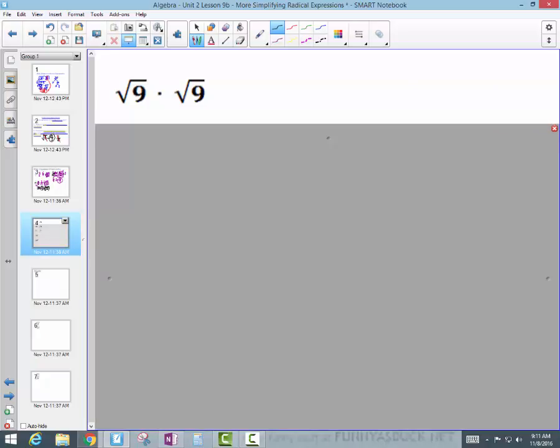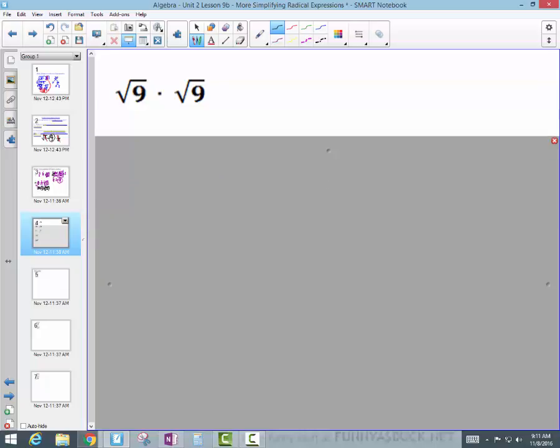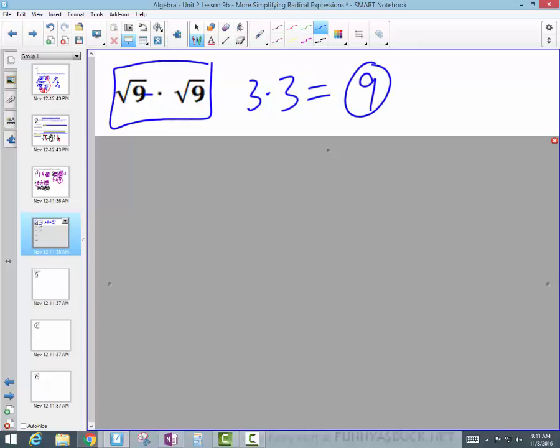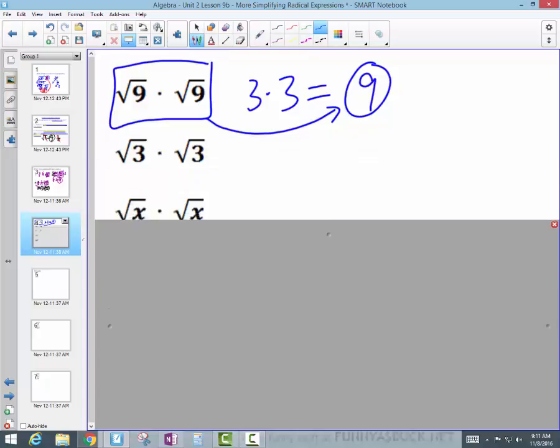So notice it says the square root of 9 times the square root of 9. Well, what's going on with the square root of 9 times the square root of 9? Well, let's think about that. What's the square root of 9? Well, the square root of 9 is 3. So if I have the square root of 9 times the square root of 9, I really have 3 times 3. And notice 3 times 3 gives me 9. And so the square root of 9 times the square root of 9, what basically ends up happening is those square roots cancel out. I have the square root of 9 times the square root of 9, which just ends up giving me 9.